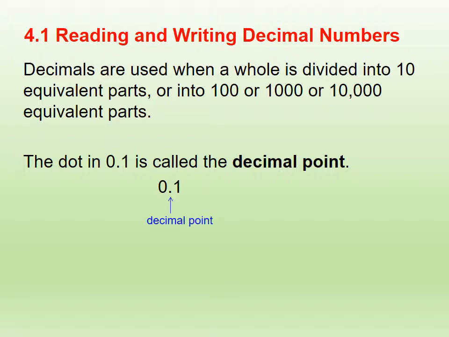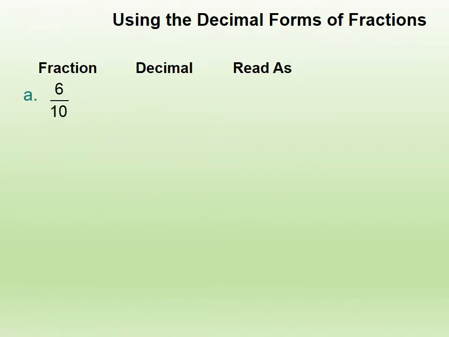The dot in 0.1 is called the decimal point. So that's our decimal point. We can see it. So using the decimal forms of fractions, here's the fraction 6/10. Here is the equivalent of it as a decimal, 0.6. And this is how we actually read this decimal: six tenths.